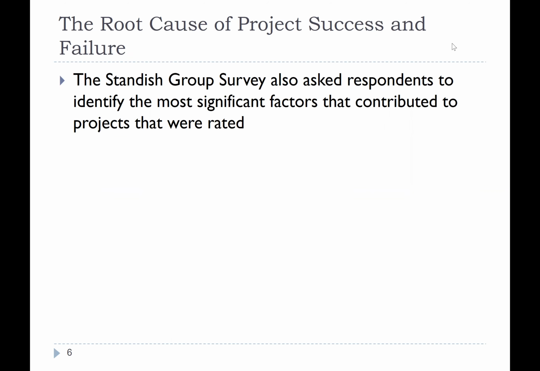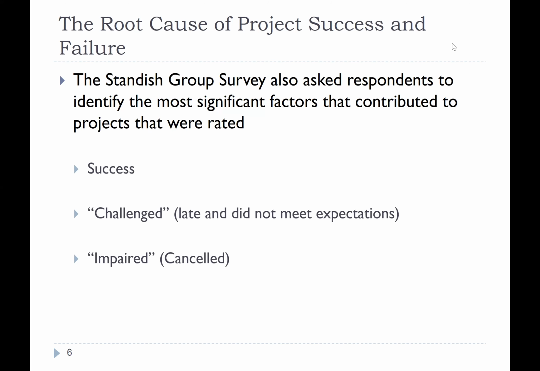So the Standish Group surveyed the respondents to identify what are the most significant factors that led to projects succeeding, and what are the most significant factors that led to projects failing. All right. And they brought it down to 3 levels: success, challenge, and impaired. So impaired basically means canceled. Challenge means we got it done, but over budget, or behind schedule, or maybe fewer requirements were delivered than what was originally agreed upon. And finally, success is where you get all three criteria. You get full marks in all of these.